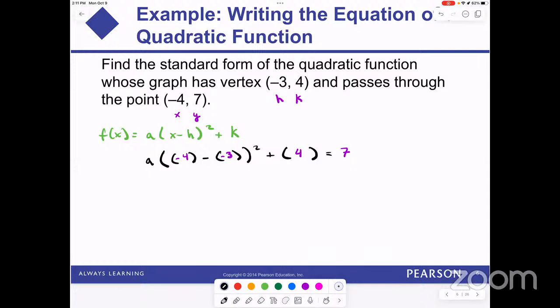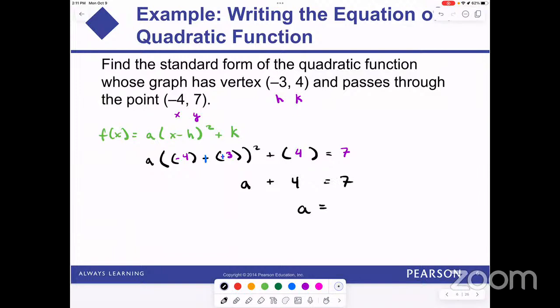Okay, so then notice here, we got a double negative becomes positive. So this minus a -3 is the same as adding a +3. -4 plus 3 is going to be -1. -1 squared is going to be 1. So then all of that collapses to just a. Plus 4 equals 7. So then a equals 3.